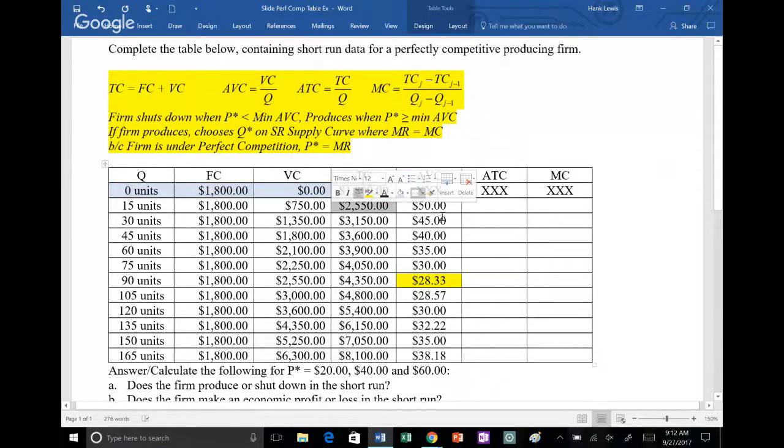So the thing is, when a firm shuts down, quantity of output is 0 units, and its total cost equals the fixed cost. It's kind of nice how that works. Again, we're just highlighting these for reference because we're going to need them later on.